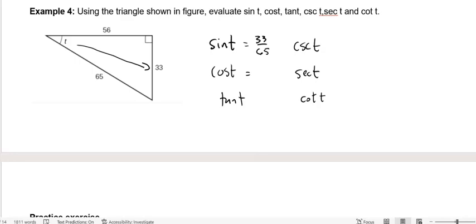Cosine, adjacent over hypotenuse. Tangent, opposite over adjacent. And then watch how easy these guys are. Reciprocal. The cotangent of t should be 56 over 33.